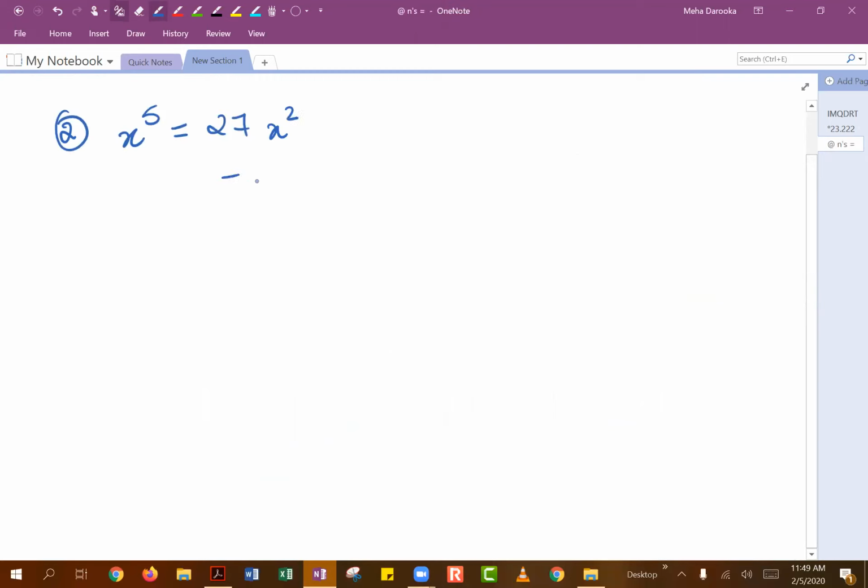Okay, so we subtract that. You end up getting x to the fifth minus 27x squared equals 0. Okay? Is there any rule to which position we're going to put it to?